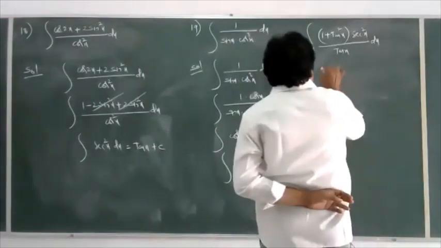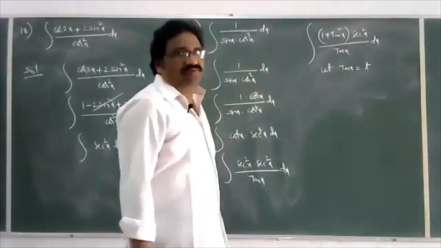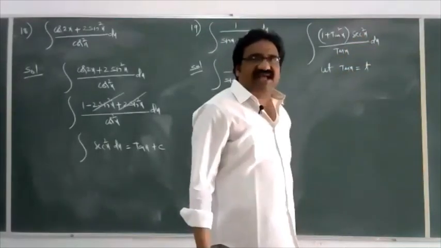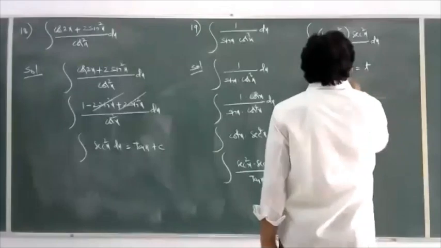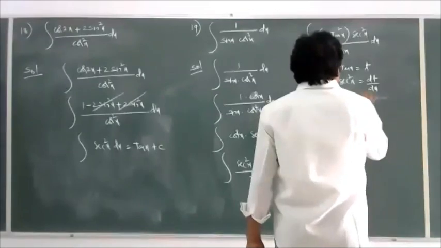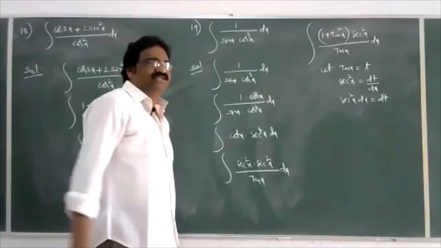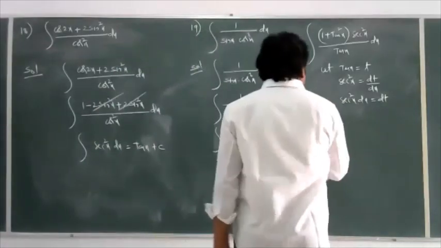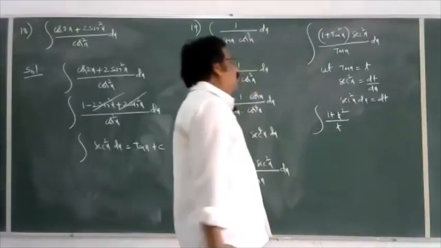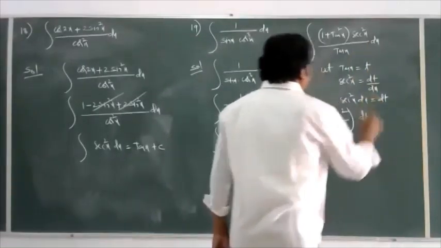Here, substitution. Let tan x is equal to t. Why? Here the derivative of tan x, secant square x, exists. That's why you take tan x is equal to t. Differentiating both sides, secant square x is equal to dt by dx, that is, secant square x into dx is equal to dt. Then the function is (1 plus t square) by t into dt.